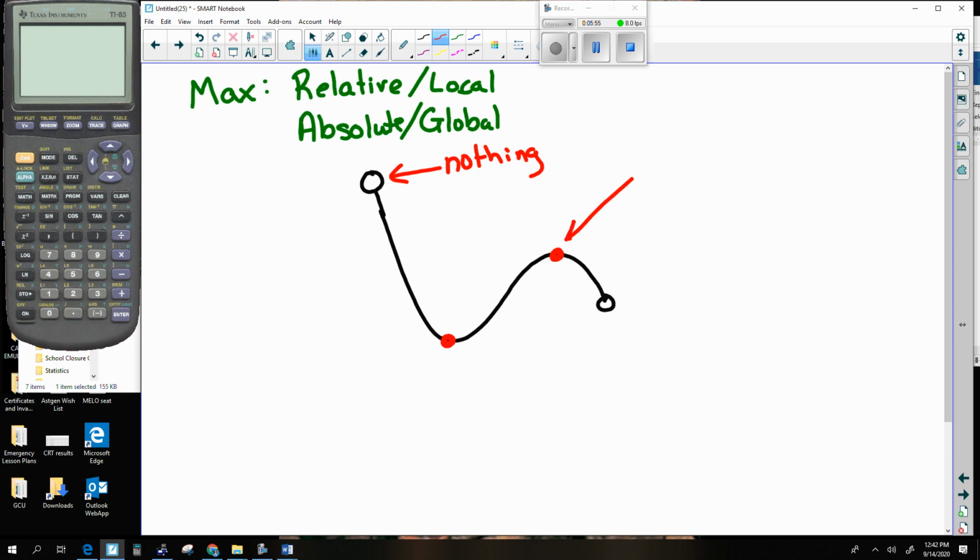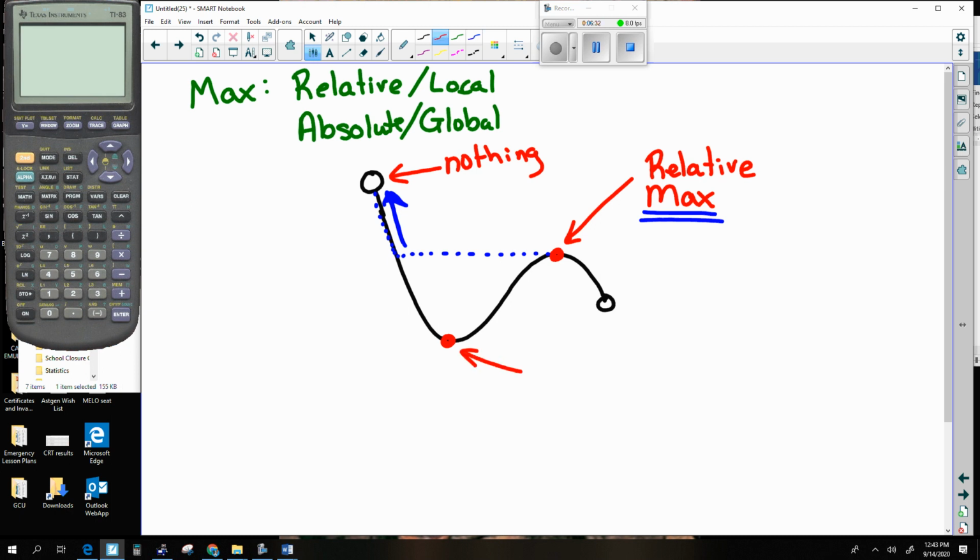Okay, question, this is obviously a maximum, but is that a relative maximum or is that an absolute maximum? The idea behind this one is this is relative, because there is more graph that is physically above this. There are actual concrete points that are above that point. So it is not the maximum of all maximums, but it is a relative maximum.